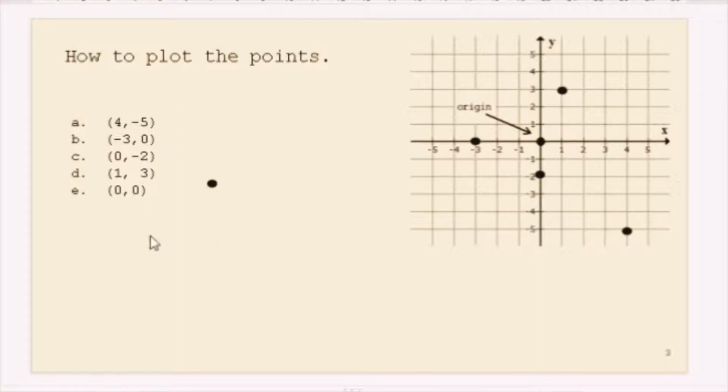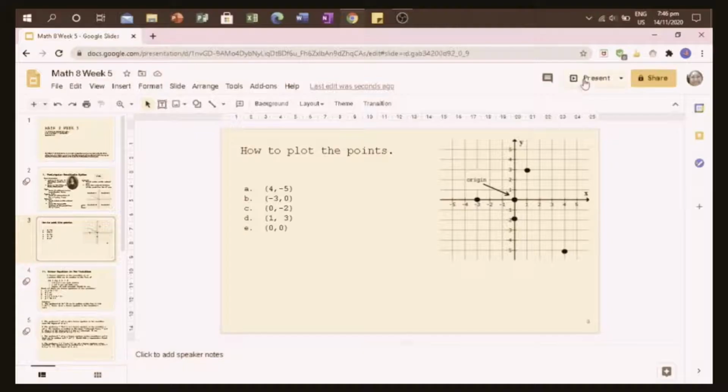Paano naman kapag 0, 0 yung coordinates? Pagka 0, 0 yung coordinates, yan yung tinatawag nating origin. Ayan o, yung nasa may gitna. Ilalagay mo lang siya dyan. Kasi 0 yung abscissa, tapos 0 din yung ordinate. So, magiging origin yun. Kasi wala namang pupuntahan yung point mo eh. Gets nyo ba? Okay. Next.